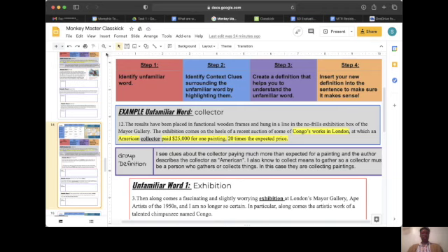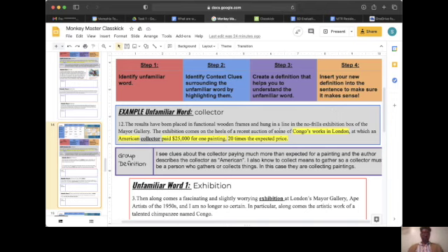First, step 1. Identify the unfamiliar word. This one has it for us. We see it's collector. Step 2, identify context clues surrounding the unfamiliar word by highlighting them. See some words highlighted. Step 3, create a definition that helps you to understand the unfamiliar word. Have a definition here. Step 4, insert your new definition into the sentence to make sure it makes sense. We want to make it make sense.